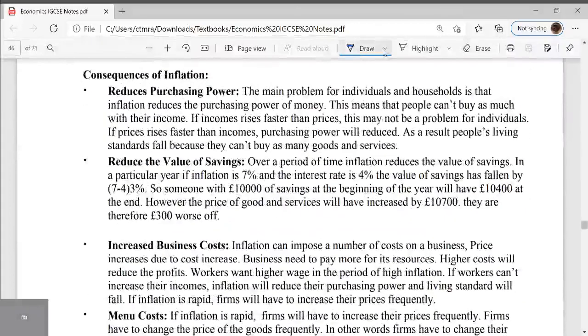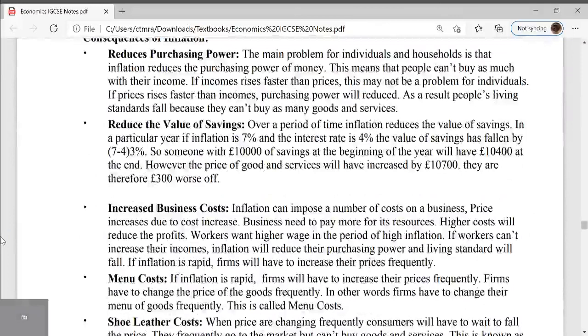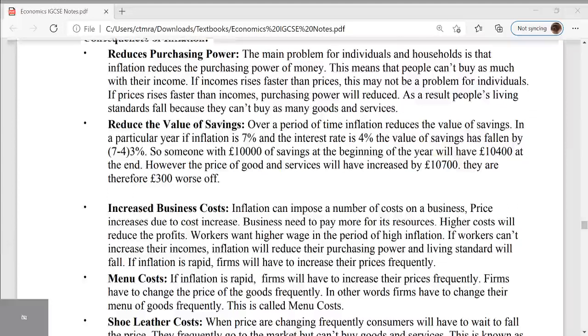So consequences of inflation include the reduction of purchasing power. Okay, the purchasing power is falling, right? Because the purchasing power is falling, now people cannot afford what they used to afford before. As the price level is increasing, the fixed income earners will be in big trouble because they won't be able to afford the increased prices of goods and services.